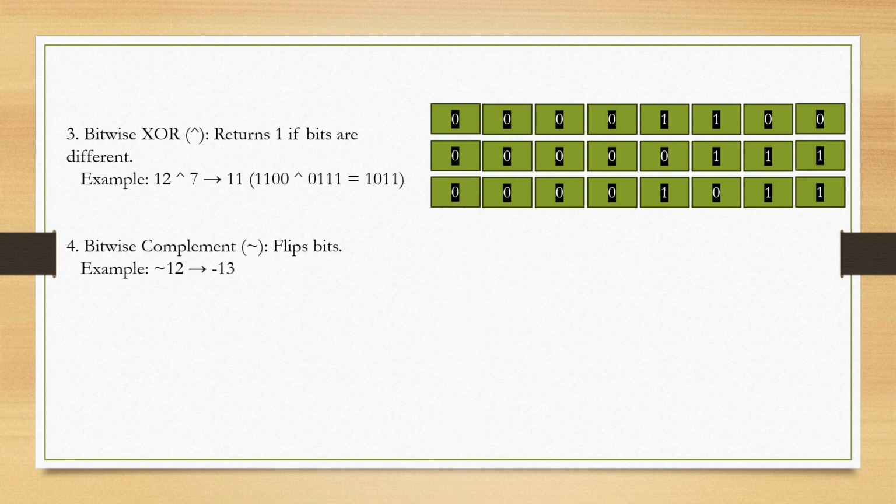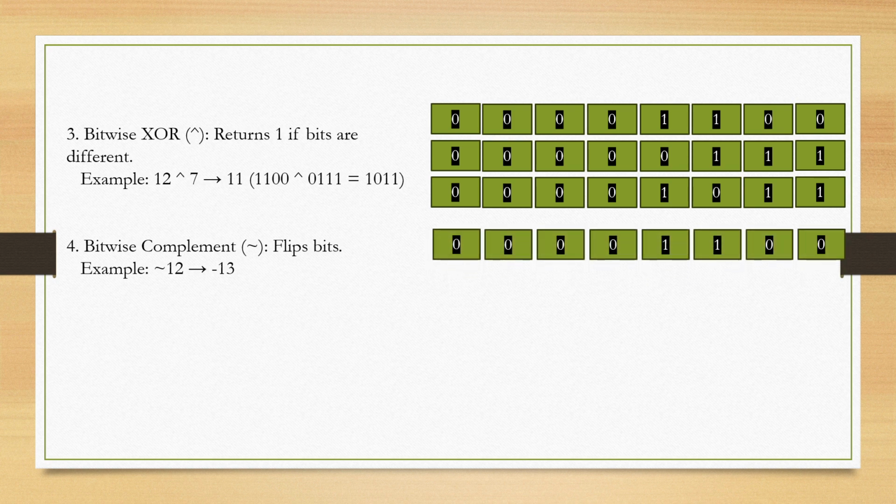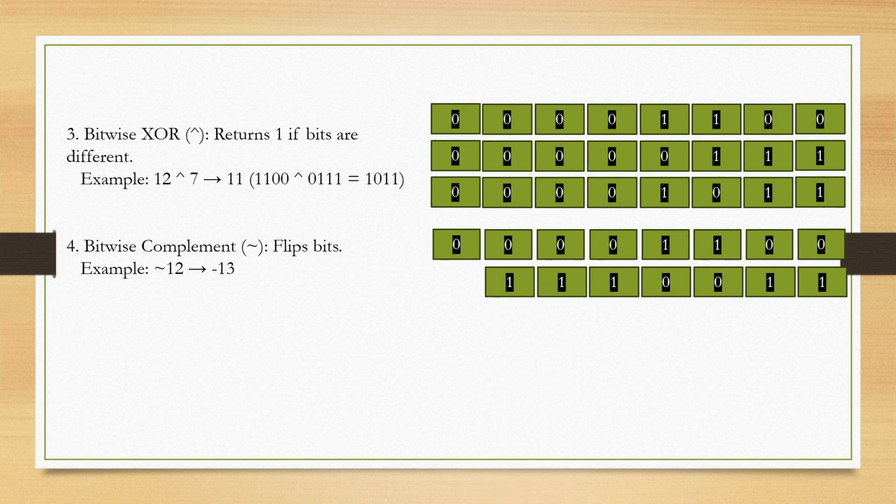Bitwise complement. It flips the bits. If it is 1, it flips to 0. If it is 0, it flips to 1. Our 12 in bits is flipped.